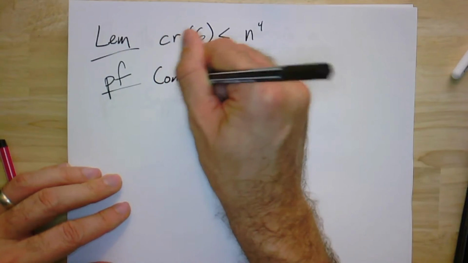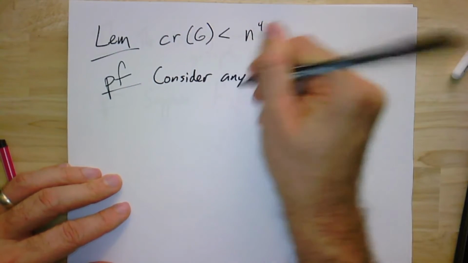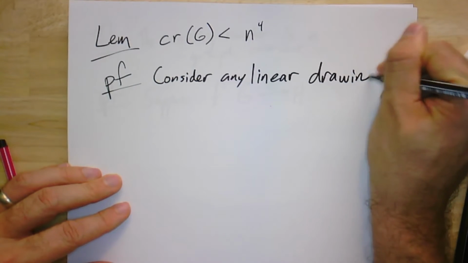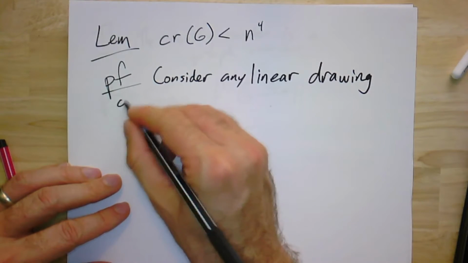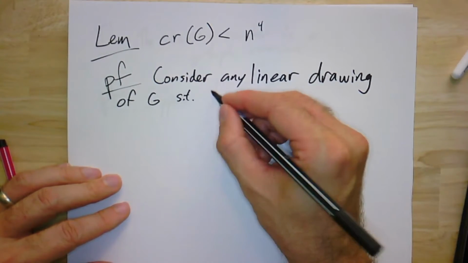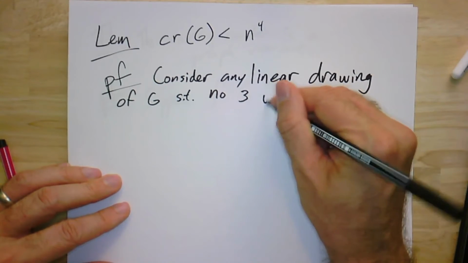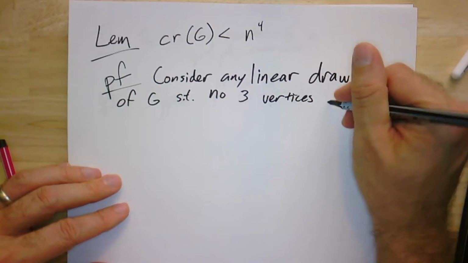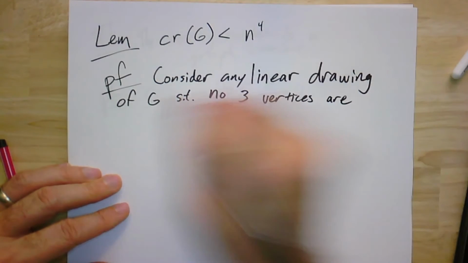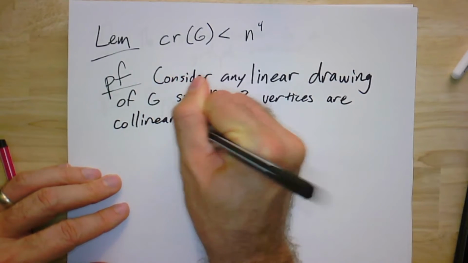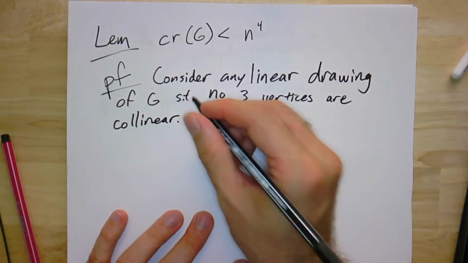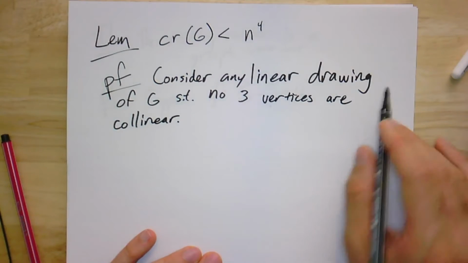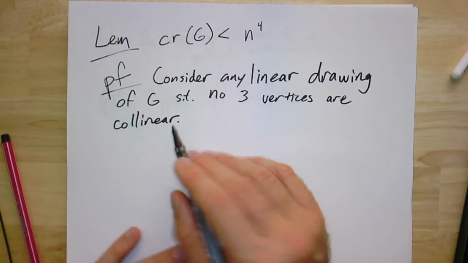And the way I'll do it is just consider any linear embedding. Actually, sorry, I shouldn't say embedding. Any linear drawing that has the following property: no three vertices are collinear. That is, the images of the vertices. So if I have this property, then it's not hard to check that the drawing will be non-degenerate.